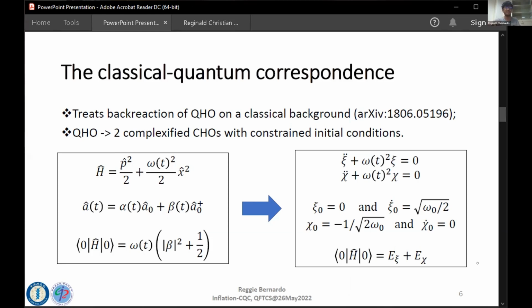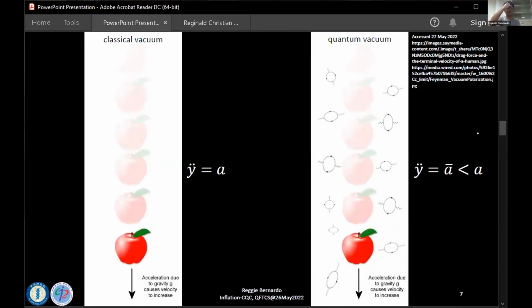And then I looked for a way to apply this classical quantum correspondence to a space-time background, which apparently hasn't been done yet when I read the paper way back. So this is just a review of the result of the CQC. But anyway, we can expect this from what we've heard so far.